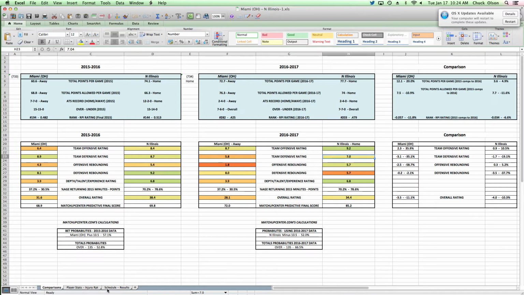I am telling you this from what I'm looking at. Now, it doesn't mean I'm going to be right, but I feel like we've mitigated enough risk that this is a value play that we can put our money toward. Today, we're going with over 135 in the Miami, Ohio, Northern Illinois game, game 733, and game 734.